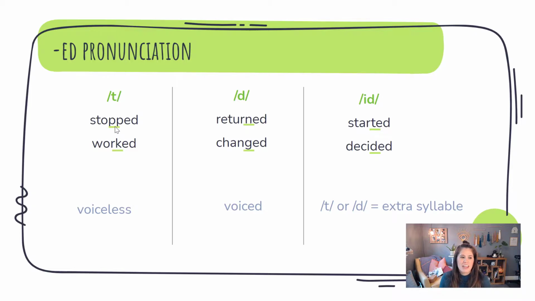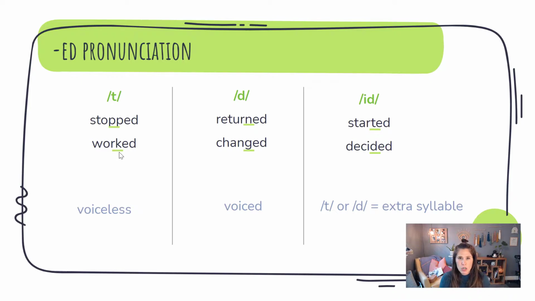P is a voiceless sound. It's very difficult for English speakers to change that quickly from a voiced to a voiceless sound, or a voiceless to a voiced sound. So it's difficult for me to say stop-d, work-d. It's very hard. I can't really do it. So the reason why this -ed sounds like t, which is voiceless, is because the final sound of the base word is also voiceless. The same thing goes for worked.